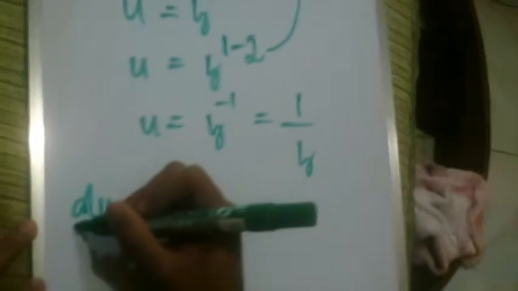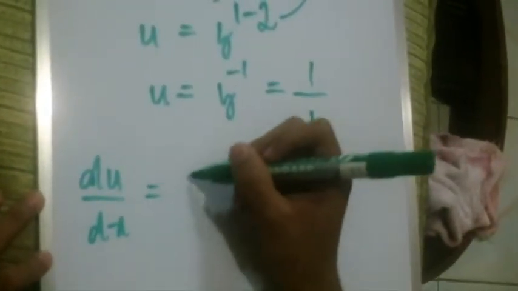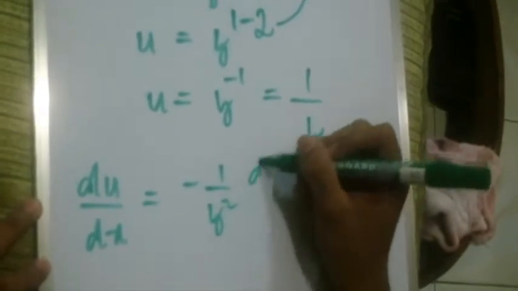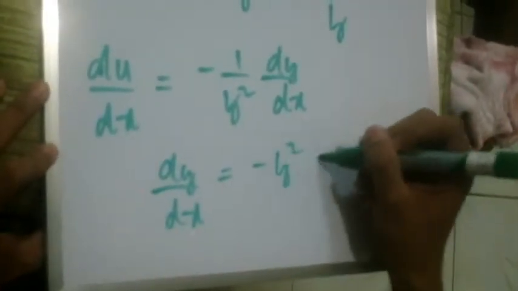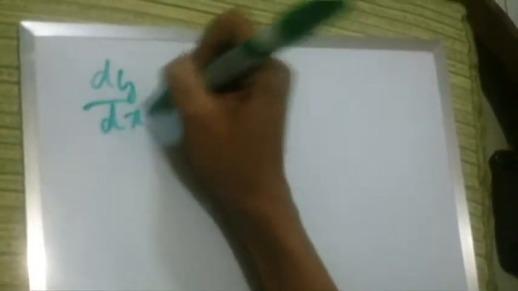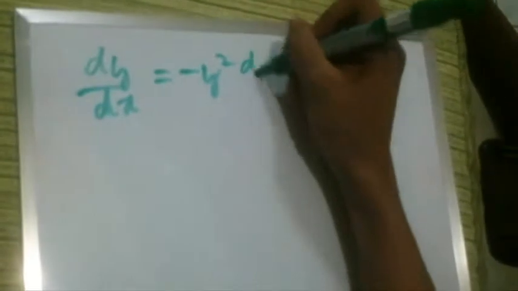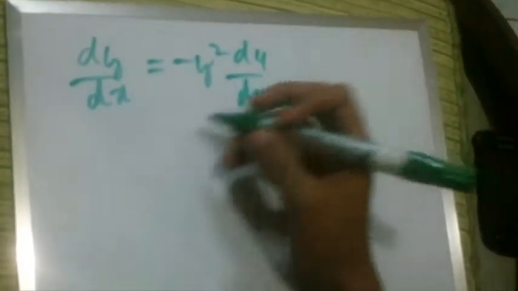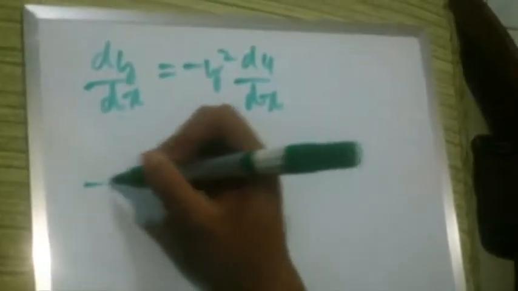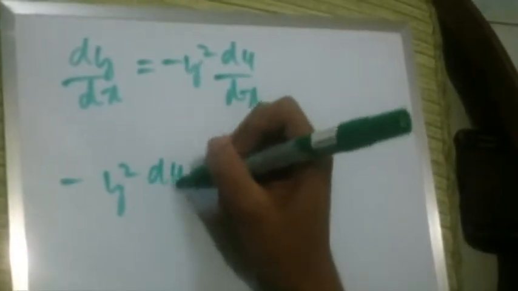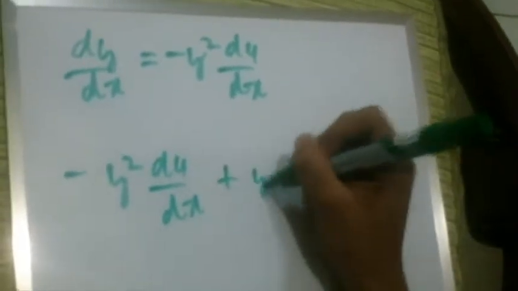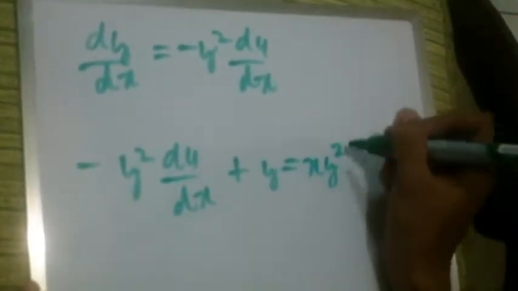du over dx is equal to negative 1 over y squared dy over dx. Then dy over dx is equal to negative y squared du over dx. Then using the assumptions that we have made, which is dy over dx is equal to negative y squared du over dx, we substitute it to the real equation: negative y squared du over dx plus y is equal to xy squared.